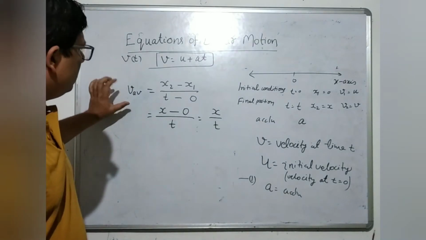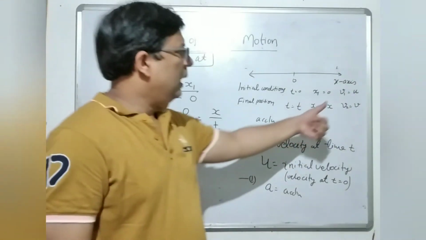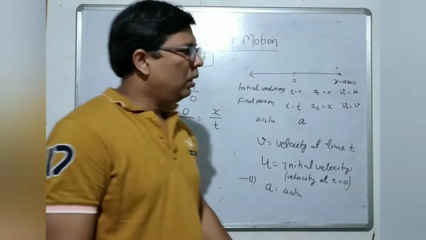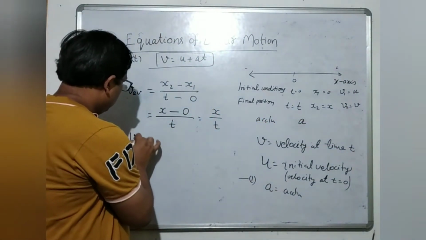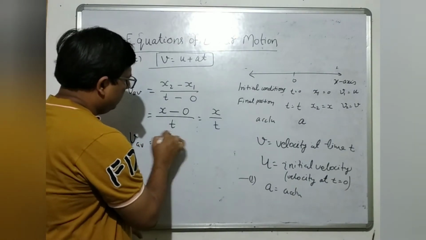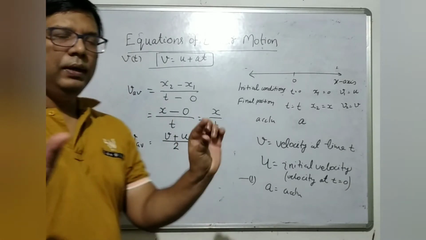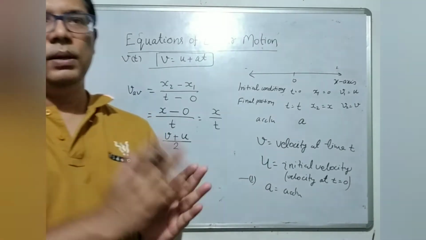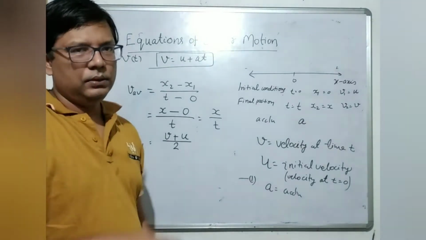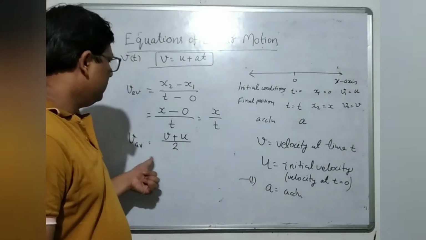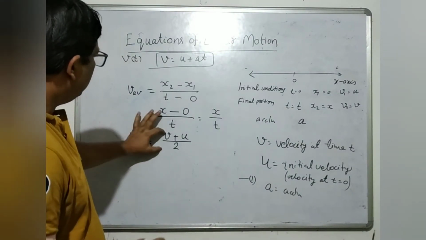Now, this is V average. What will be the other way to calculate V average? We have been given the initial velocity u, final velocity v, and t. From there we can calculate V average is equal to final velocity plus initial velocity upon 2. We are given two velocities, a starting velocity and a final velocity, and we are just adding and dividing. That will give the average velocity during that period. So here V average is equal to v plus u upon 2. So we are just keeping this value here.